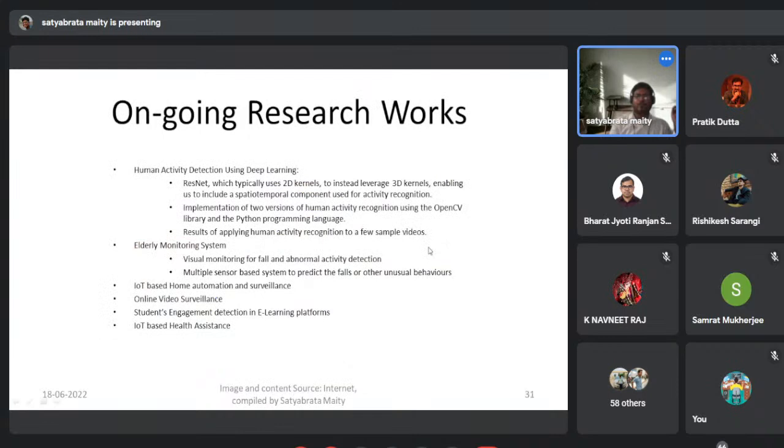Okay, fine. My research interests have already been discussed: human activity detection using deep learning, elderly monitoring systems, IoT based home automation and surveillance, online video surveillance, student engagement detection in e-learning platforms, and IoT based health assistance. These are a few of my research areas, active in my college, and I am working with a few students in Calcutta University. If you want to work in some of these fields, you can ping me anytime.